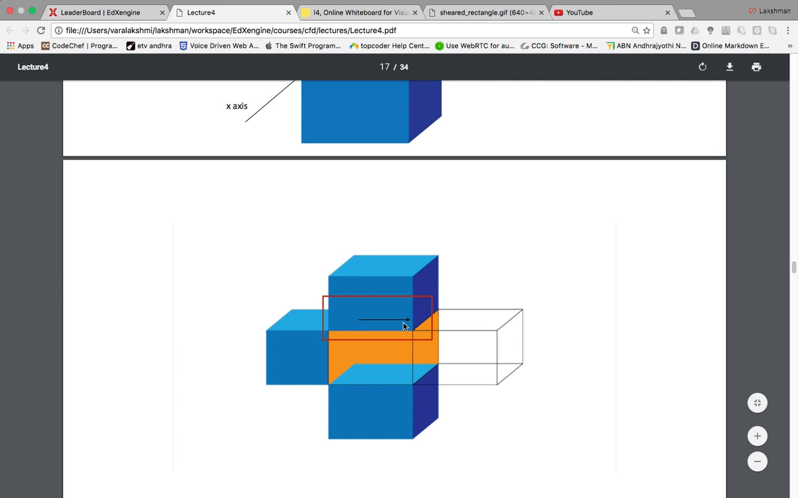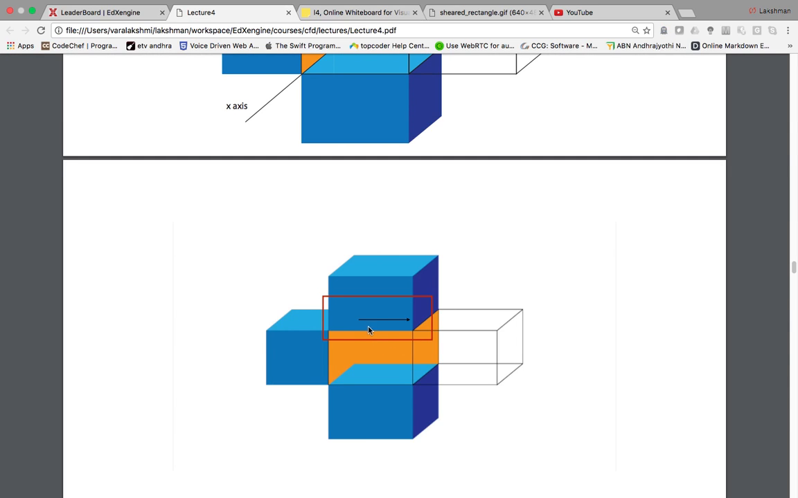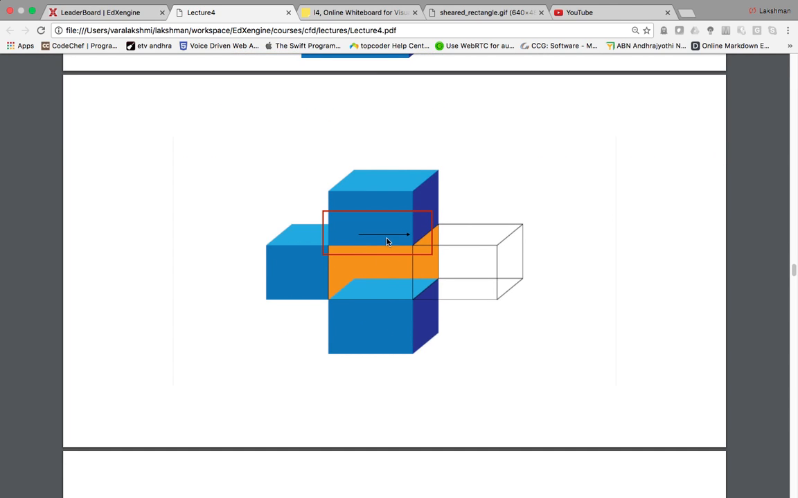So this is tau yx, if you have x, y and z. This is the force that is being exerted by this blue element on this y element on the top face. It's trying to push it, to shear it, to the right side.